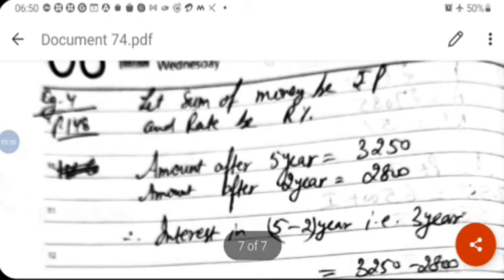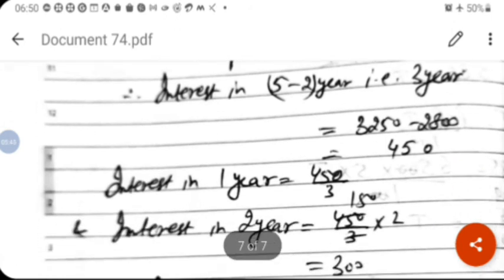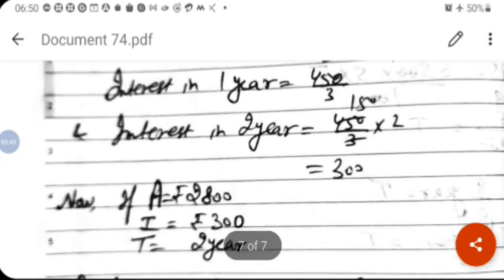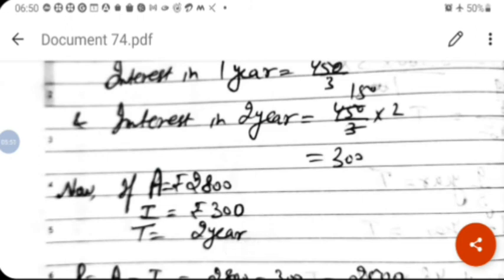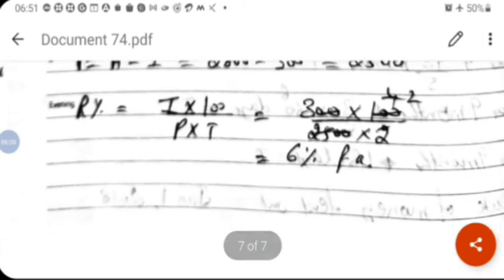So the interest in those 3 years can be given by the difference of the amounts of 5 and 2 years, that is 450. It means the interest in 1 year becomes 450 upon 3, that is 150. Interest in 2 years becomes 300. Now interest in 2 years is 300, amount is 2,800 and time 2 years. So principal becomes amount minus interest, that is 2,500. So rate percent becomes I into 100 upon P into T. On solving we get 6% rate of interest.